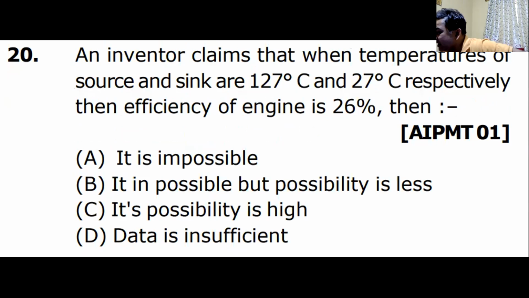Again, an inventor claims that the temperature of the source and sink are 127 and 27 degrees Celsius respectively. He's saying that the efficiency of the engine that he has created is 26%. Then you tell him whether he is right or wrong. It is impossible. It is possible. It is impossible, but possibility is less. Its possibility is high. Data is insufficient.